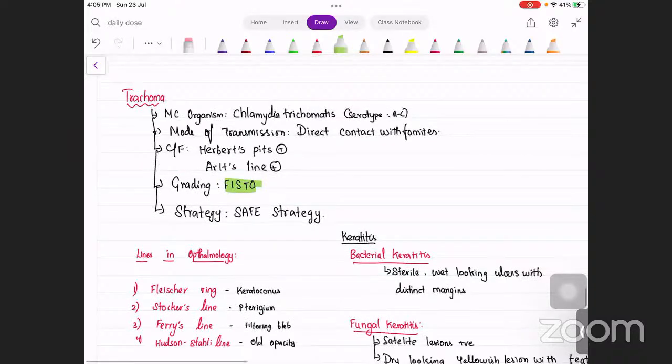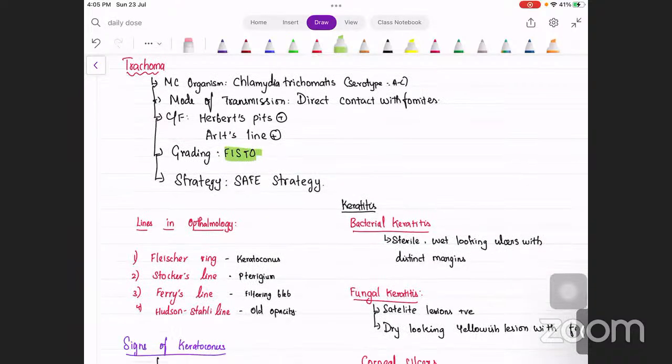Okay. Apart from that, what are the important lines in ophthalmology? Fleischer ring, keratoconus; Ferry's line, filtering bleb; Stocker's line, pterygium; and Hudson-Stähli line, old opacity. We have already studied about that.